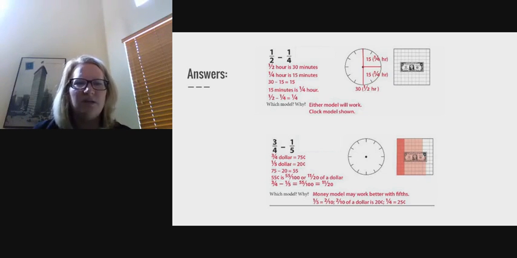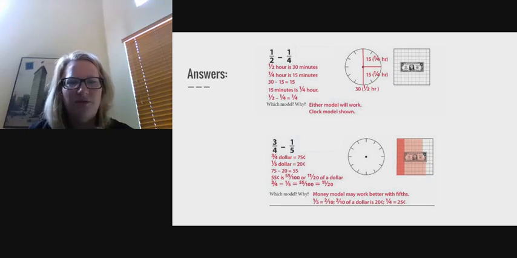For 3/4 minus 1/5, I would probably think of money because 1/5 easily equals 20 cents. 3/4 of a dollar is 75 cents, and minus 20 cents, you would get 55 cents. 55 hundredths would reduce down to 11/20ths. The money model would work better mainly because of the fifths.